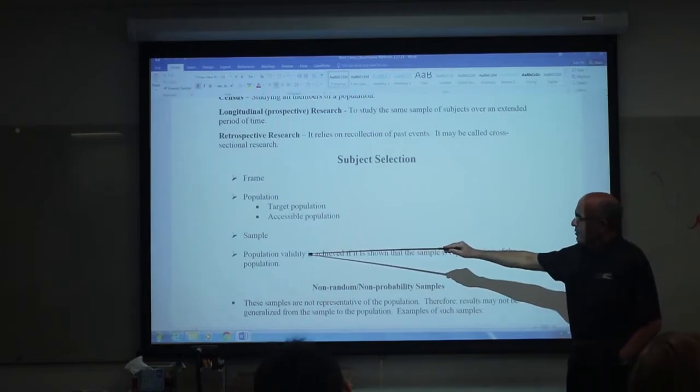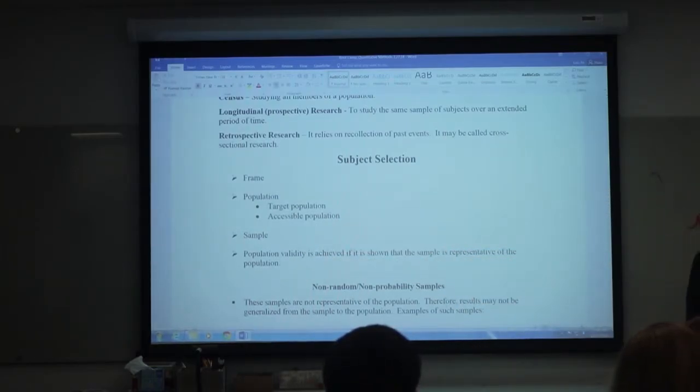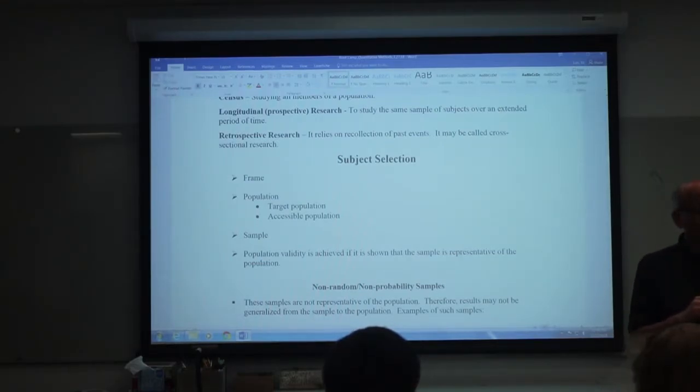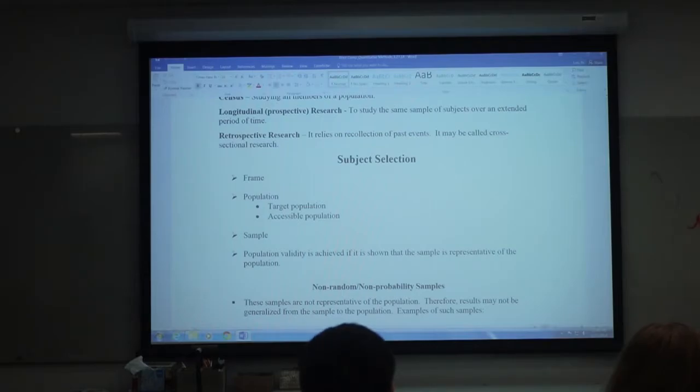So what is population validity? This is a big claim to make. If and when you claim population validity, it means your sample is representative of the population. And as I said earlier, most research we do in education, in applied behavioral sciences and all that, our sample is not representative of the population. So be careful with that. Okay, go ahead.